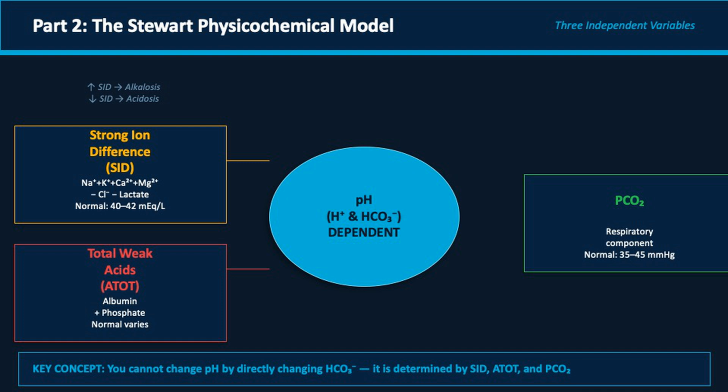Input number 2, ATOT, total weak acids, mainly albumin and phosphate. We'll spend a full slide on this. And the last input is PCO2, and you already know this one. Now the key concept again. You cannot change pH by directly changing bicarbonate. When you give sodium bicarbonate to a patient, it works, but not because of bicarbonate. It works because of the sodium. The sodium increases SID and that raises the pH. Yes, the bicarbonate in the sodium bicarbonate is not the active ingredient. The sodium is. Isn't it mind-bending?